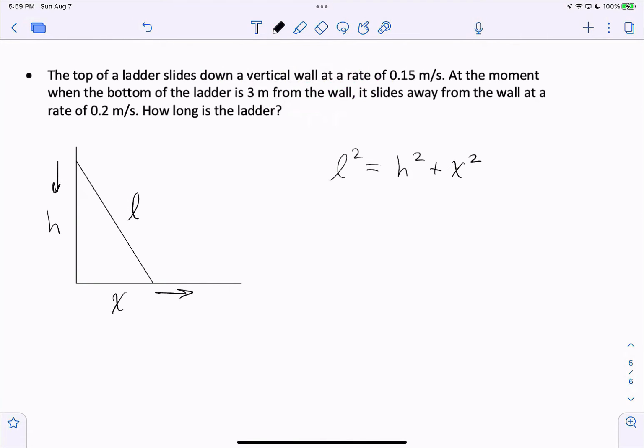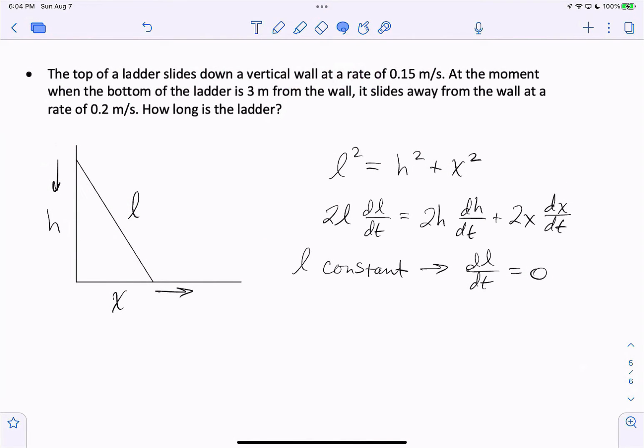I want to make sure you have the right setup before you move on. If you finished, great. So we have a wall and a ground and a ladder, and they're connected using the Pythagorean theorem. I've labeled h the distance between the height of the ladder and the ground. X is the distance between the wall and the bottom of the ladder. And of course, the length of the ladder is L. L squared is equal to h squared plus x squared. Now, see what you can do with this.